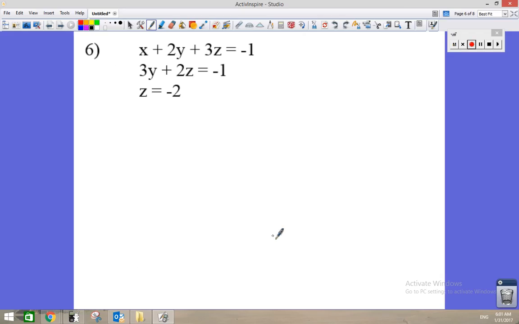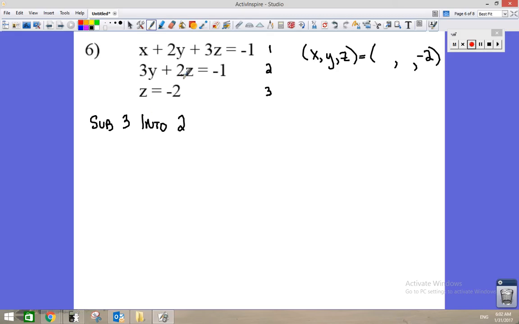Let's do another one. Let's see, we've got 3 equations and 3 unknowns. We want to solve for x, y, and z. They've already told us immediately that z is negative 2. So let's take equation 3. Let's sub equation 3 into equation 2. And everywhere we see a z, we can replace it with this known value of negative 2.